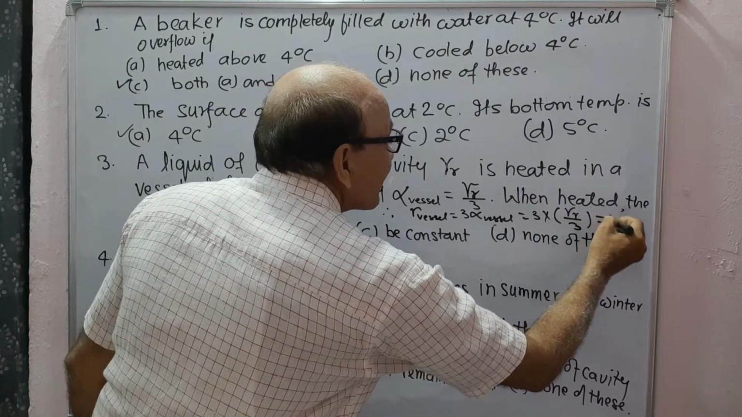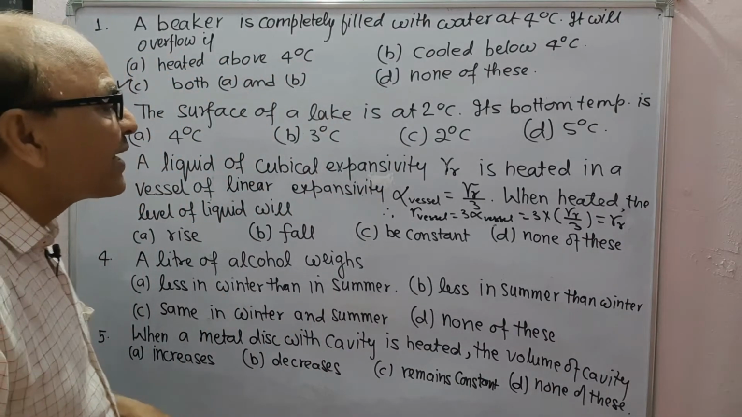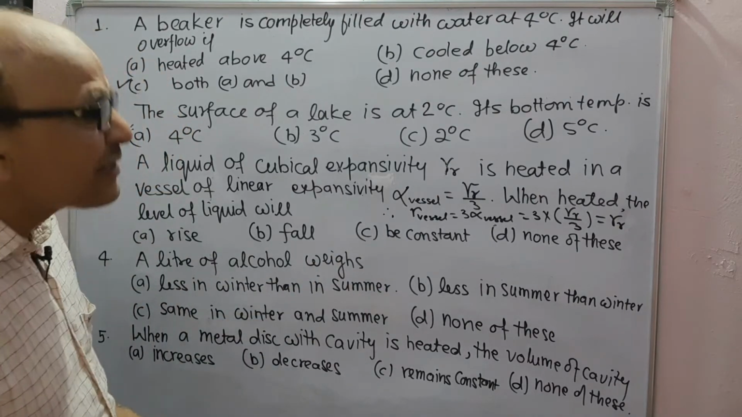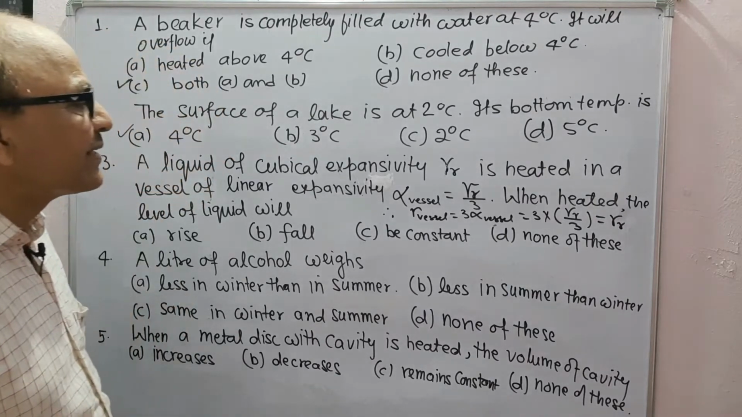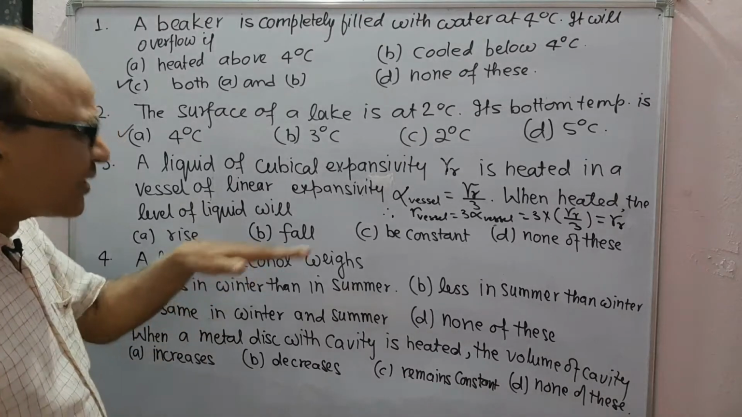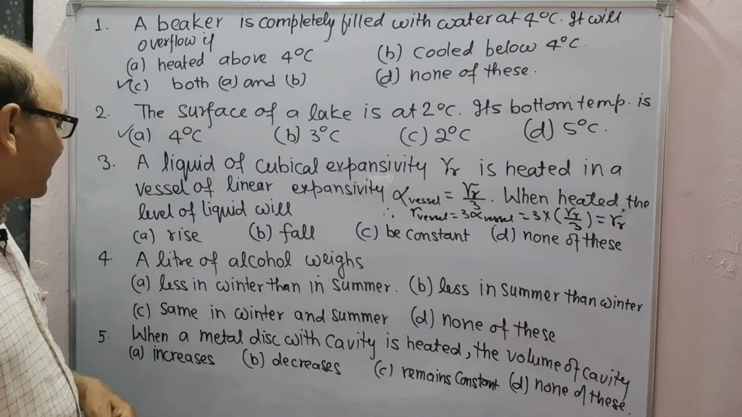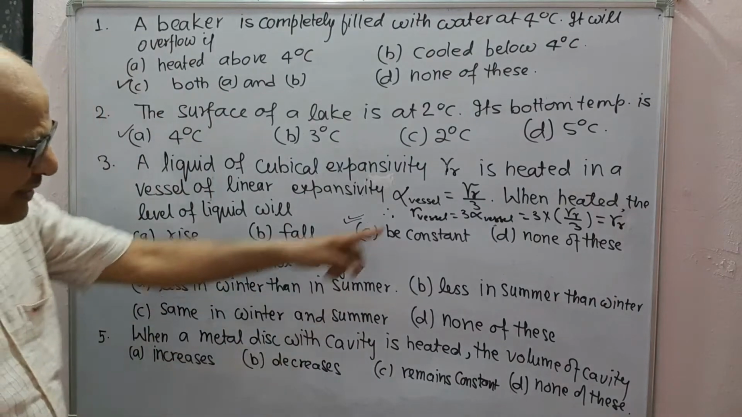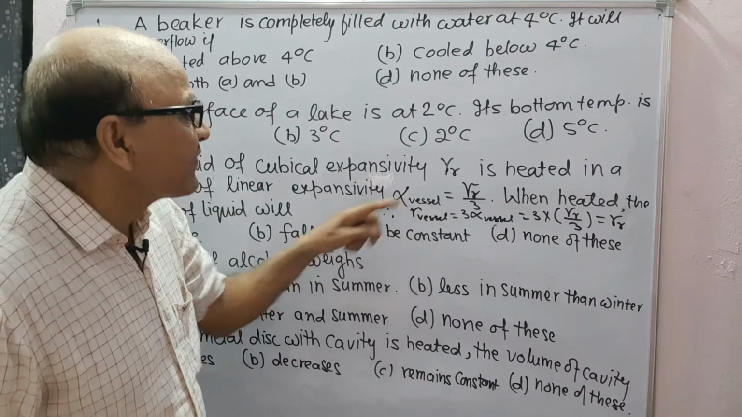3 cancels. Therefore, gamma real equals gamma vessel. This means that the cubical expansivity of the vessel is equal to the real cubical expansivity of the liquid. Therefore, both the liquid and vessel will increase by the same proportion. The level of liquid will remain constant because gamma real is equal to gamma vessel.